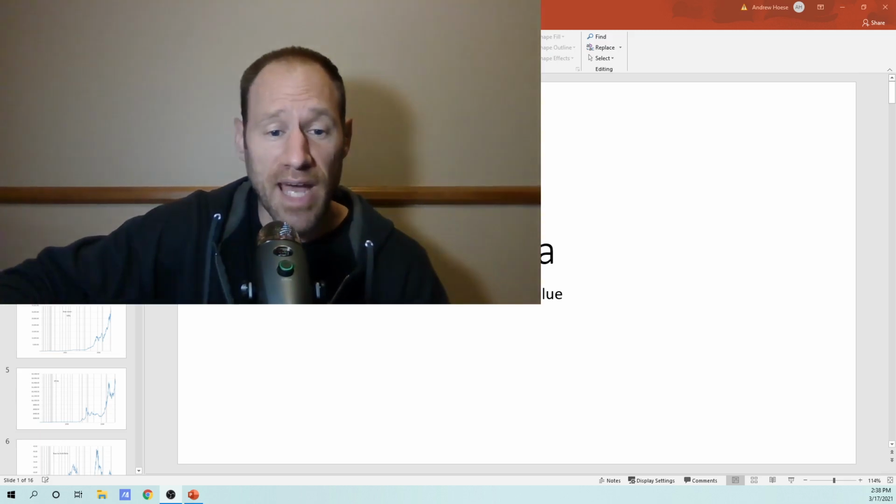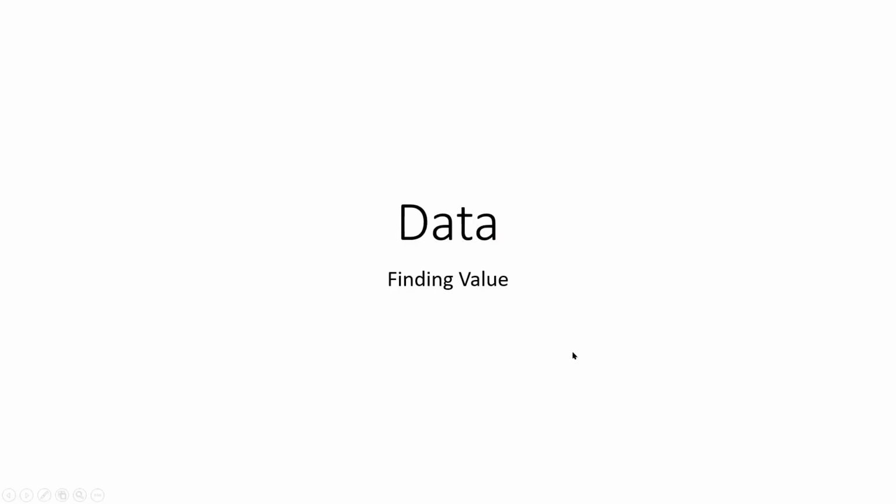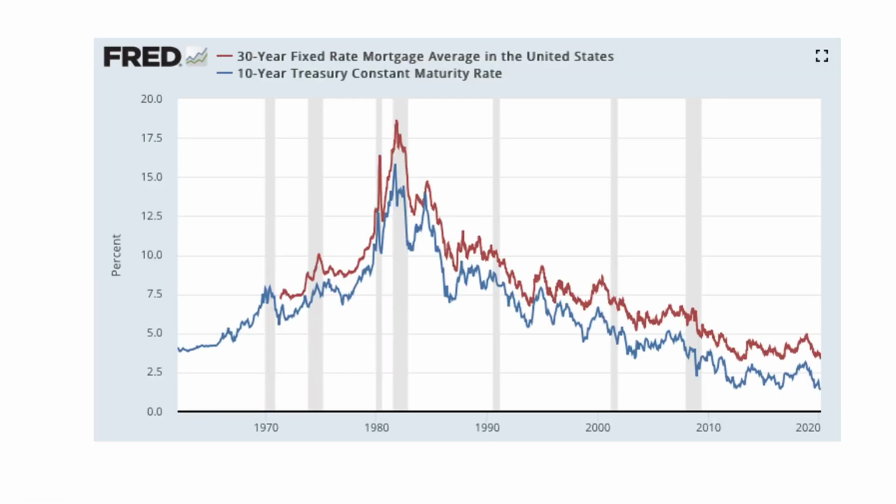So this is data here, and this is random data that I've seen people ask questions about. I'm going over a whole bunch of different data here. Someone asked, do mortgage rates have any correlation to the 10-year yield? Because I go over the 10-year yield, and my answer is yes, they are very much correlated.